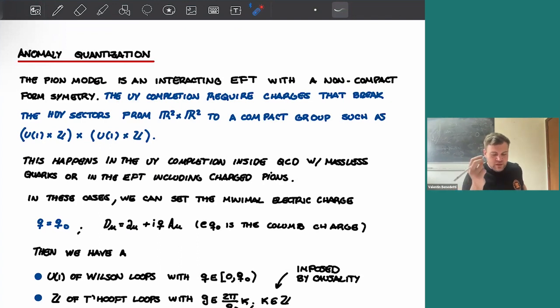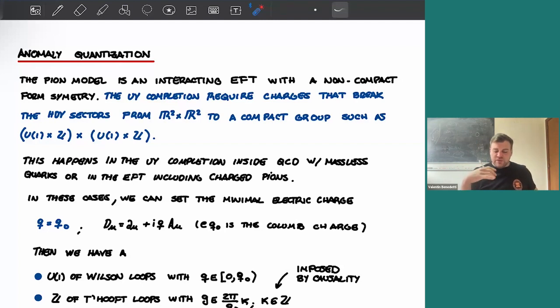The argument goes as follows. The pion model is an interacting effective field theory, and it has a non-compact form symmetry, as I showed you before. However, being interacting, we know that the UV completion of this theory will require charges that break down the Haag duality violating sectors from R^2 times R^2 to a compact group, such as U(1) times Z. This group might feel a bit weird, but it's essentially the group one gets when you add some charge in the theory to a symmetry of this form.